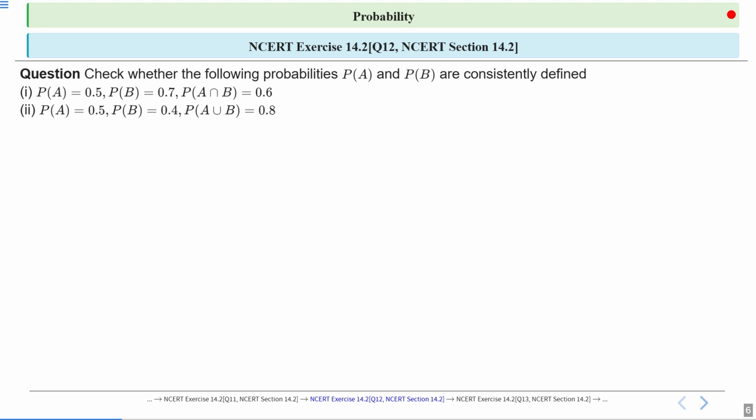So first check the first one and then check the second one. In the second one we have given data: P of A is 0.5, P of B is 0.4 and P of A union B is 0.8. Clear? So students, first of all try to solve this question. Check whether the following probabilities are consistently defined. So try it yourself first. You have 40 seconds to try to solve this question and then we will provide the solution.